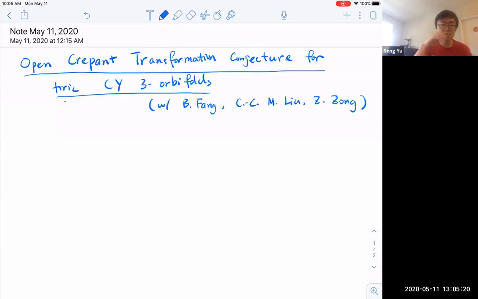Today I'll talk about the ongoing work with Bohan Fang, Melissa Liu, and Zheng Zong on the open crepant transformation conjecture for toric Calabi-Yau 3-orbifolds. I have talked about this, at least in this case, last semester in Melissa's seminar, but I didn't really explain how that works. So I'll try to make that clear today and move towards the general case where we try to have this result for all genus and also both open and closed Gromov-Witten invariants.